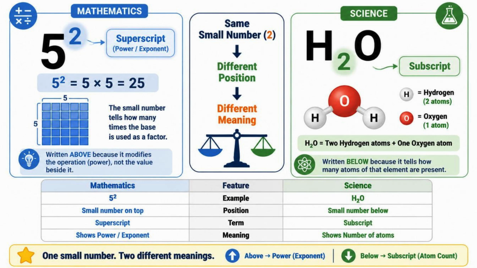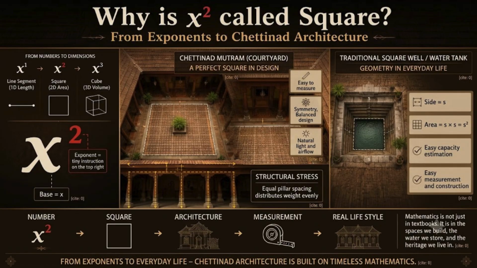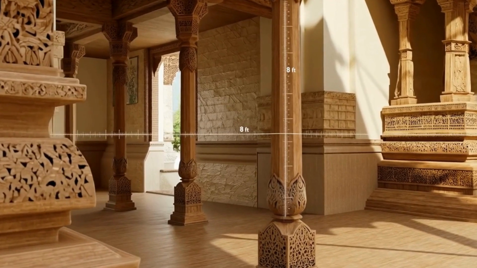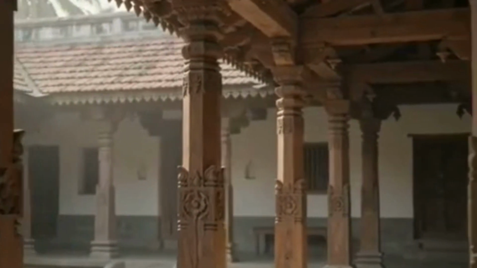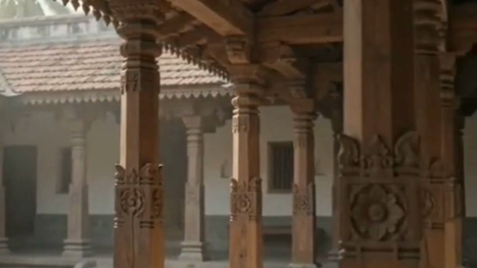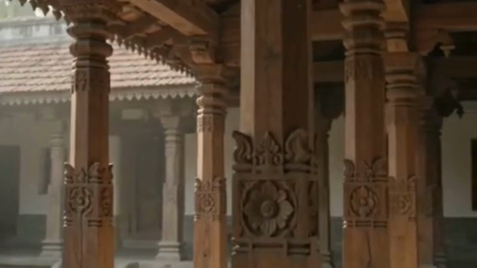Because a square has a special property. Its length and width are equal. That makes a square very useful when we want to measure space. Imagine a traditional Chettinad house. At the center, there is usually a large open courtyard surrounded by wooden pillars. When designing a building, how we divide the space, how we repeat dimensions, and how we maintain proportions are all important. Let's turn this into a simple mathematical example.